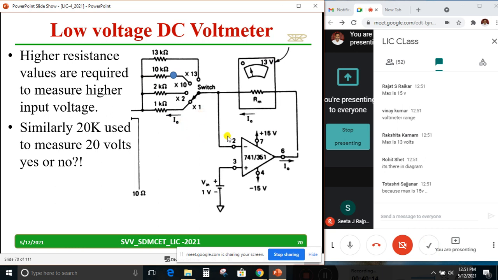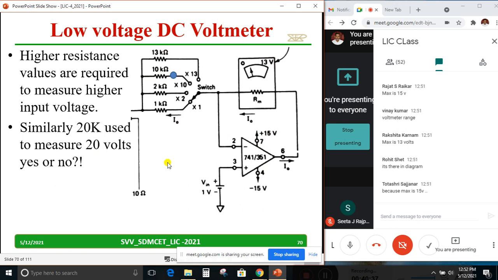Because the maximum supply voltage I am applying itself is 15 volts. I cannot use an input voltage more than the supply voltage. This is common sense. Because of the 15 volt supply, it has stopped at 13 volts. It's not going more than that. Because plus or minus VSAT means I'll get plus or minus 13.5 or 14 volts usually. I won't get more than 15 volts.